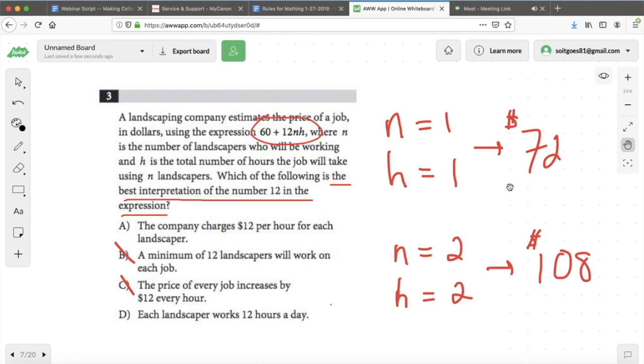Read answer choice A for me, Sarah. The company charges $12 per hour for each landscaper. Does it look like the company charges $12 an hour for each landscaper, according to this? Yeah. Absolutely. It's exactly what happened. Absolutely. Any questions about number 3?